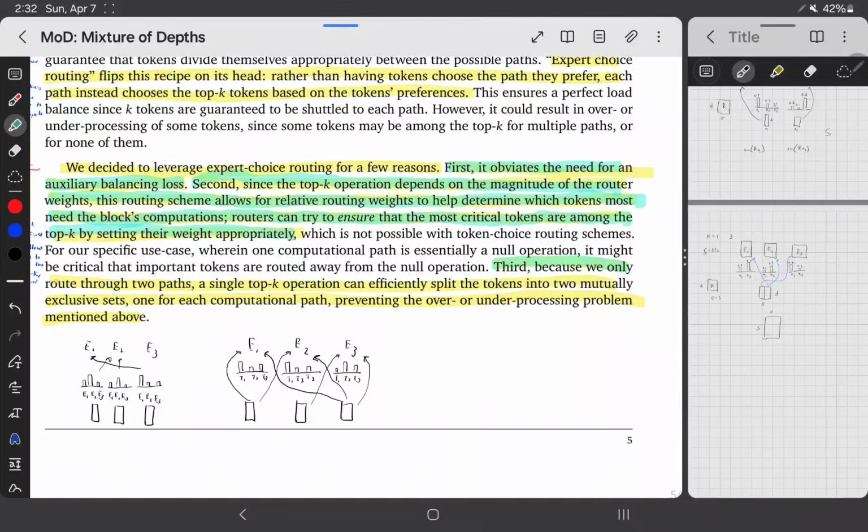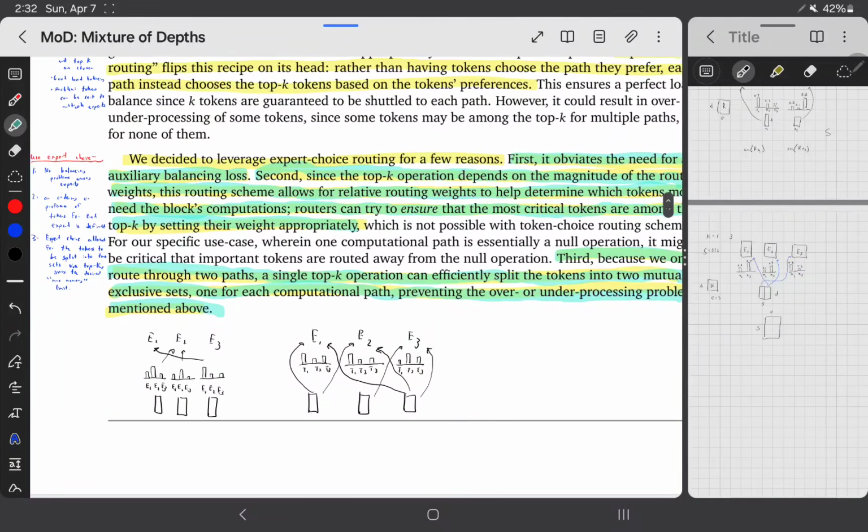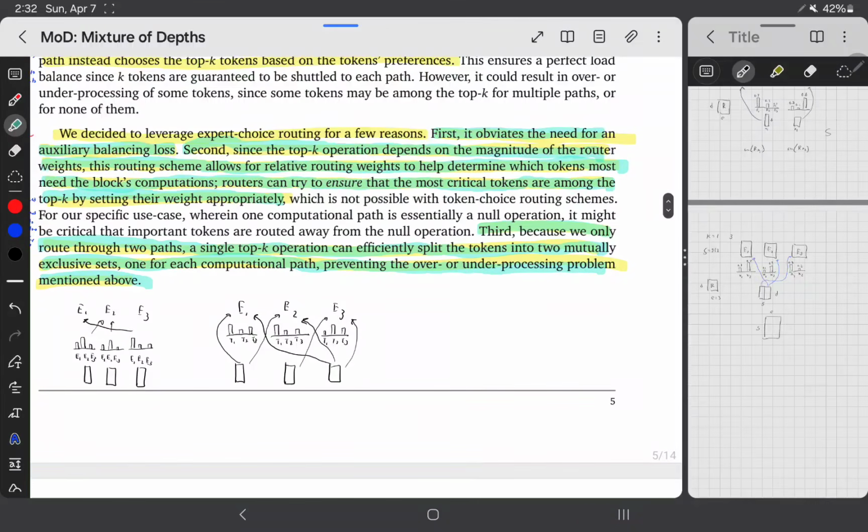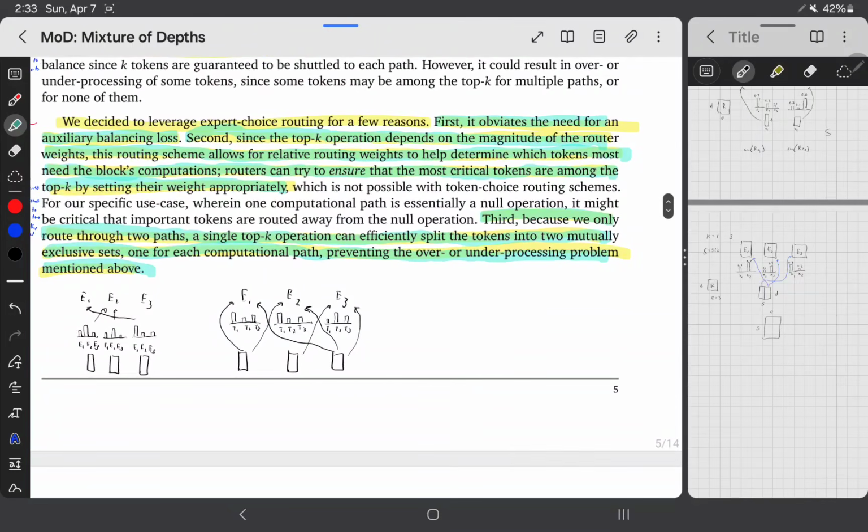And then third, because we only route through two paths, a single top K operation can split the tokens into two mutually exclusive sets, one for each path, preventing the over or under processing problem mentioned above. So essentially, this allows you to have a compute limit that you set, which is very nice. And it doesn't have the over/under processing problem because it's just one. But yeah, it gives you this top K option because you only have two paths. You only have one expert, which allows them to define this max compute.